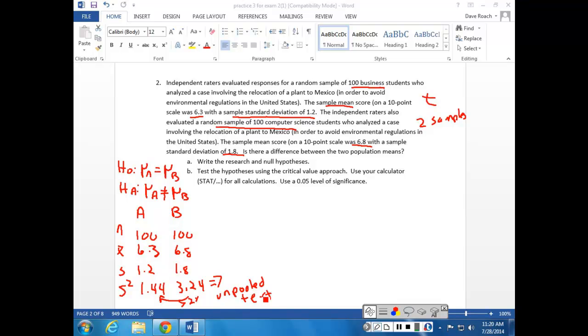Now, this says to use your calculator for everything. I'll write the formula anyway in a minute, but if I give you a problem, and there will be at least 1 or 2 problems on this test, and almost all, if not all, the problems on the final exam, you'll be able to use your calculator.